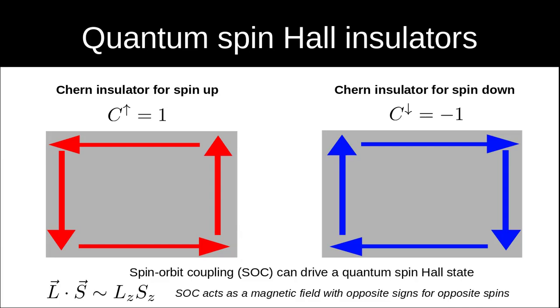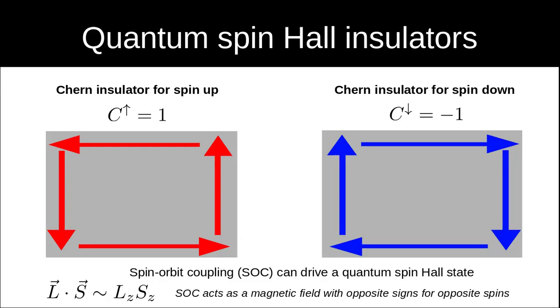So if you look at the form of spin-orbit coupling, this is the relativistic term that appears in the dynamics of electrons due to the coupling between angular momenta and spin. What you actually get is that there's something that looks like L dot S. And if you focus on the third component, you have something that is L_z S_z. A way to look at this term is by understanding that this L_z S_z is like a positive magnetic field for spin up and a negative magnetic field for spin down. So spin orbit coupling acts as a positive magnetic field for one spin species and as the opposite magnetic field for the other spin species.